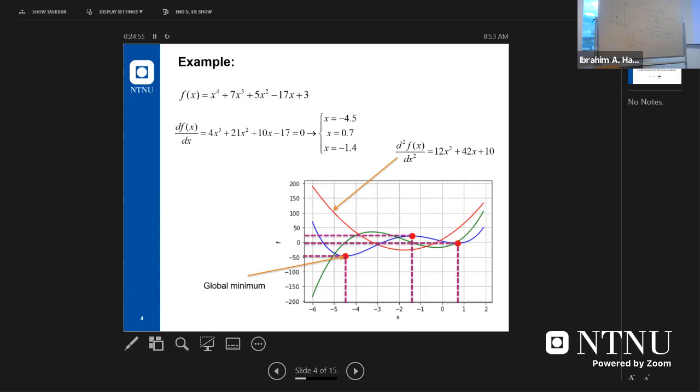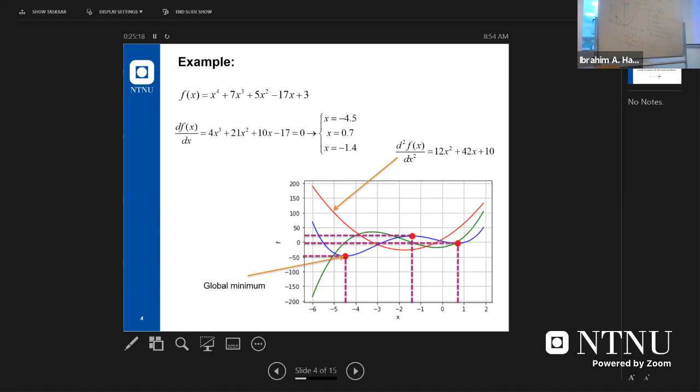So when the second derivative is positive, it means this point is a minimum. When the second derivative is negative, it means it's a maximum. So the second derivative at that point is negative, which means this point is a maximum. And the other point is positive, which means it's a minimum. So the function will be minimum at those 2 points.